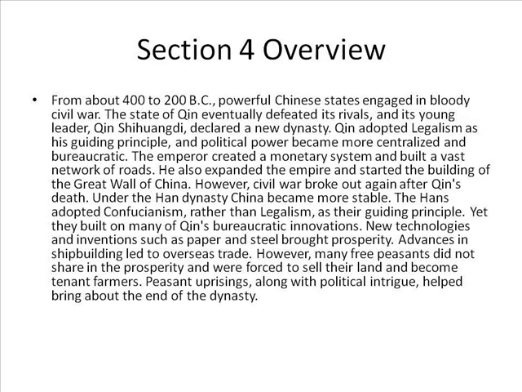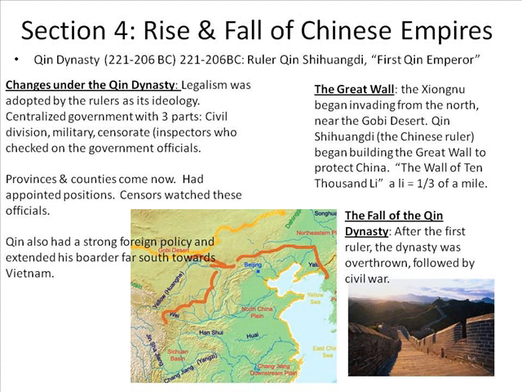So that is the beginning of section 4. Section 4, Rise and Fall of Chinese Empires. The Qin dynasty ruler Qin Shi, the first Qin emperor, is what that means. So again, we are on page 99. Changes under the Qin dynasty.